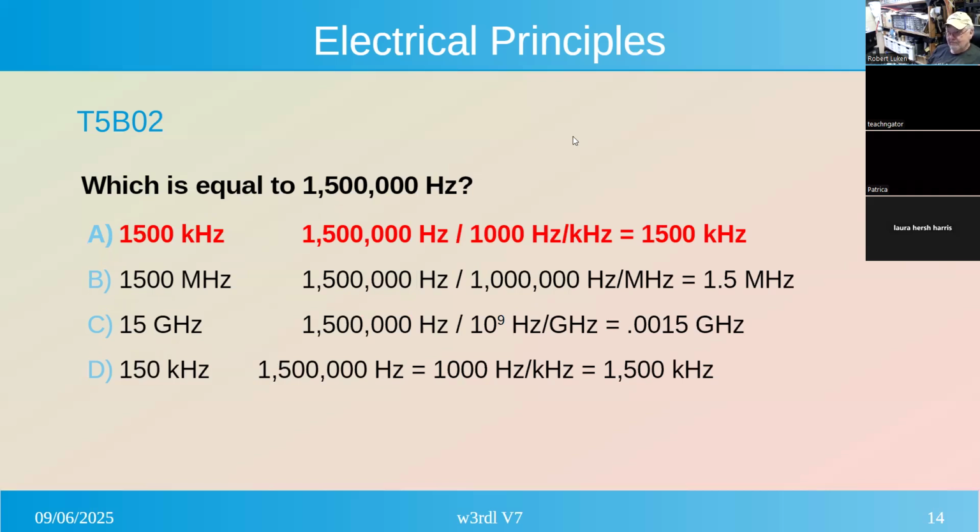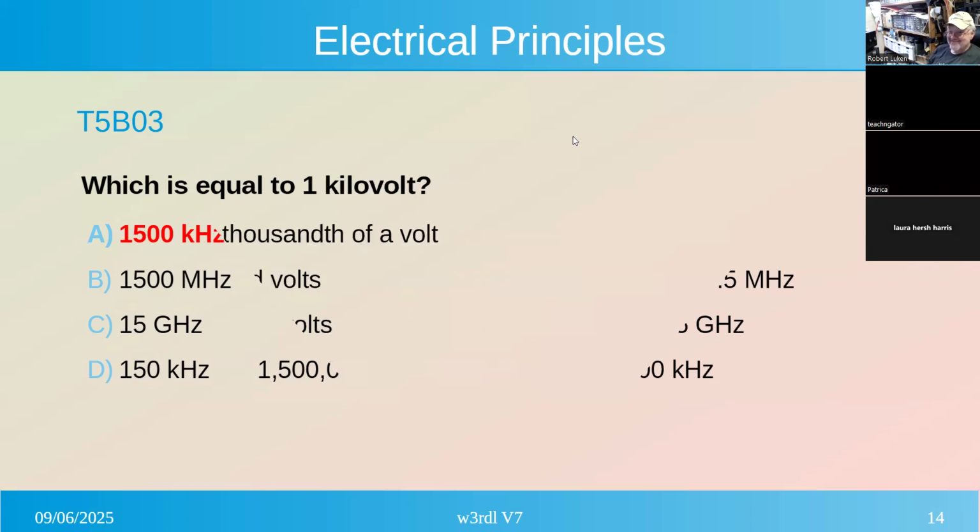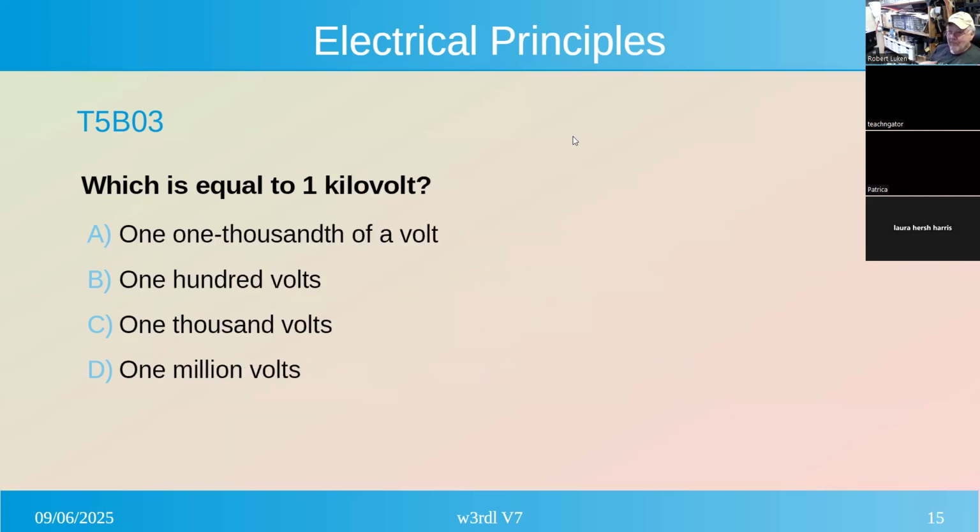That's probably the hardest one. I find it easier to convert from hertz going up to gigahertz than going down, or going up in number, I suppose. But going down the chart, I find harder than going up.